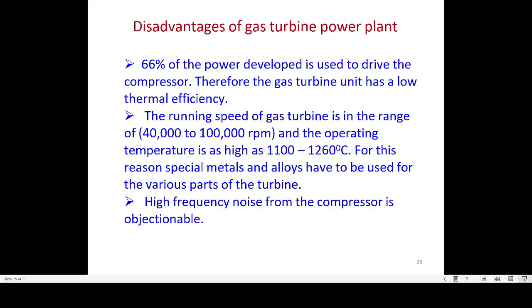The running speed for the gas turbine is in the range of 40,000 to 1 lakh rpm, tremendously high. Not only is it high speed, but the temperatures during combustion are also very high, ranging from around 1100 degrees Celsius to 1260 or 1300 degrees Celsius. To operate at such tremendously high temperatures, you also require special materials, special metals and alloys for the manufacturing of the gas turbine power plant parts, as they should be thermally stable when subjected to such high temperatures.